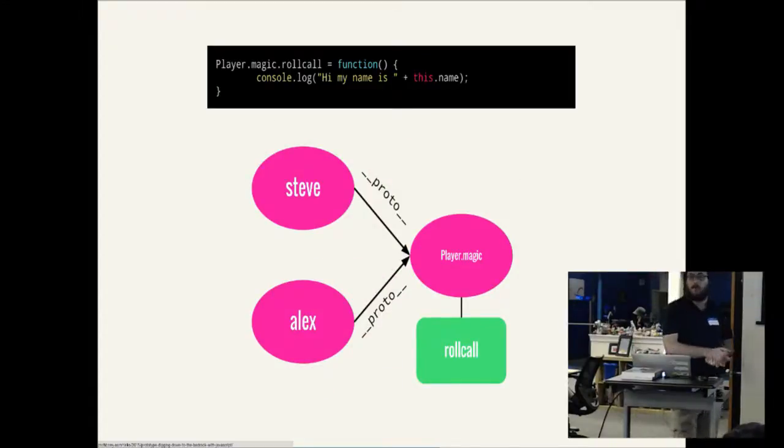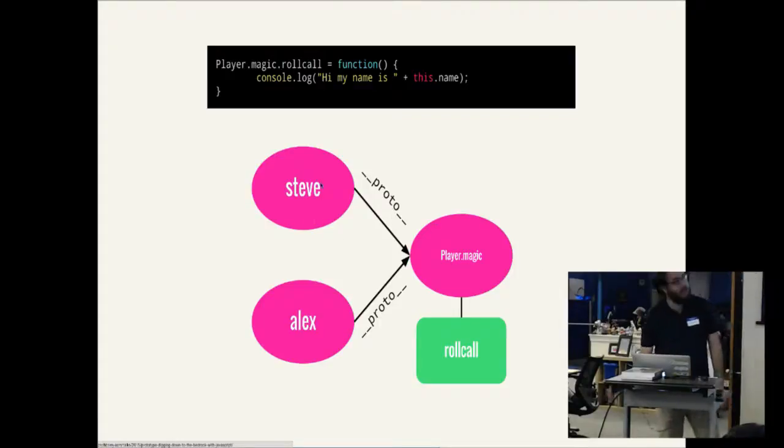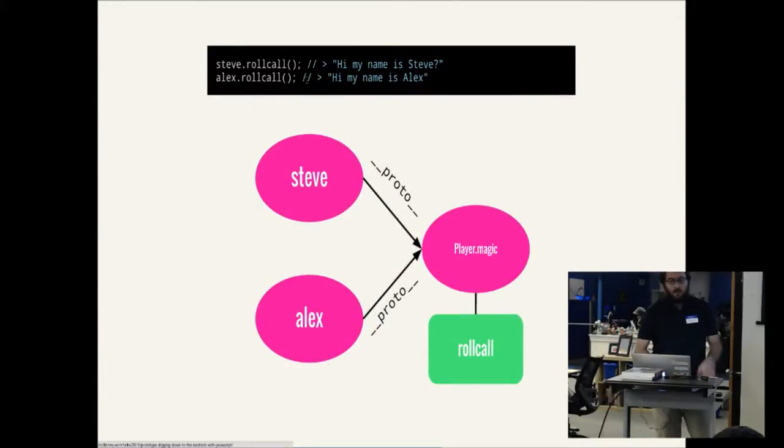If you remember from the beginning of the talk, this is the same type of prototype inheritance, the same type of prototype chain that we're used to. So if Steve calls roll call, JavaScript is going to look for roll call here. It's not going to find it. And it's going to move down the prototype chain to this player.magic object, and it's going to find it there. So if we call Steve.rollCall, it'll say, hi, my name is Steve. Alex will say, hi, my name is Alex.